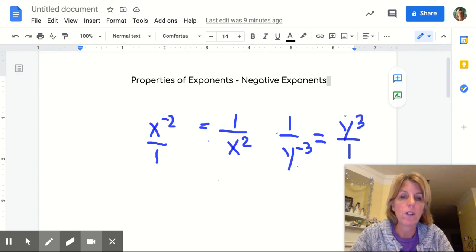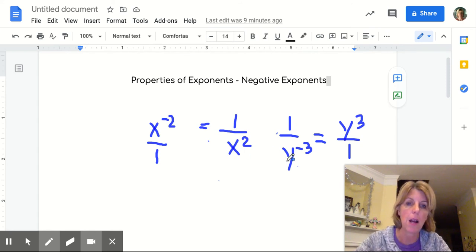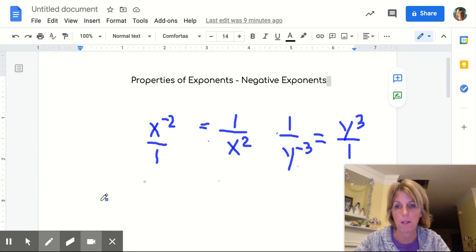So 1 over y to the negative 3 equals y cubed. See how it works? All right, those are like the two basic ones. So if you have x to the negative 2, you get 1 over x squared. If you get 1 over y to the negative 3, it becomes y cubed. So you're just moving things. If they're not happy as numerator, you move into the denominator. If it's negative as a denominator, it's positive as a numerator. So you're just moving the negatives to turn them positive.